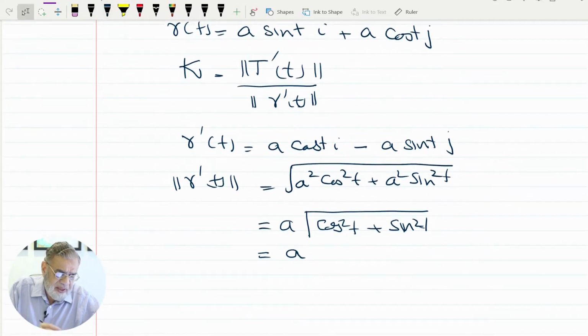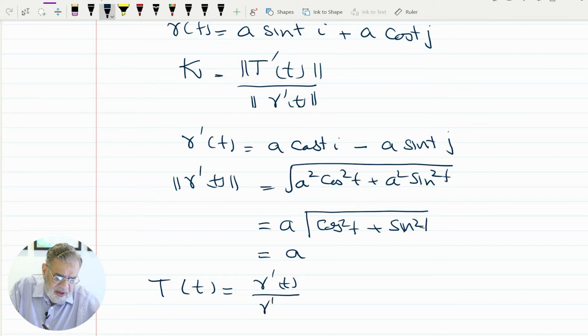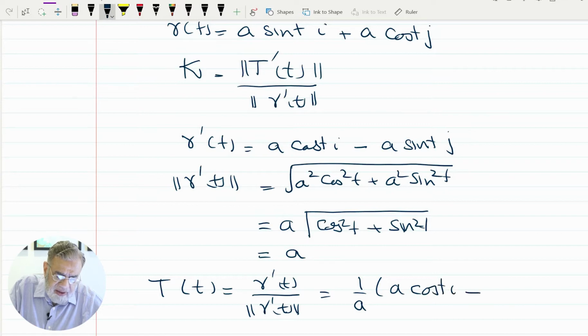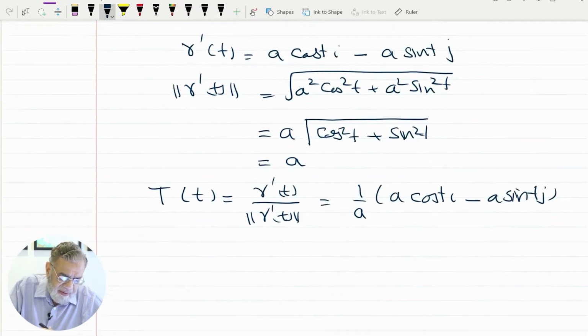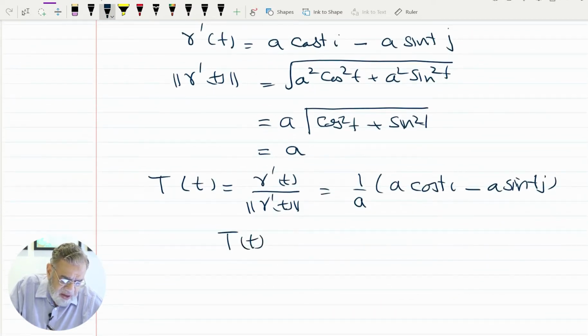Now I want to find T. What's my T? The unit tangent vector. My unit tangent vector is equal to r dash of t divided by the magnitude of r dash of t. This is just the definition of any unit vector, which is a vector divided by its magnitude. The vector is r dash of t, divided by its magnitude. So when I divide by the magnitude, I have 1 upon a, and the vector is a cosine t i minus a sine t j. Now I divide this by a, and I get my T of t, the unit tangent vector, equal to cosine t i minus sine t j.